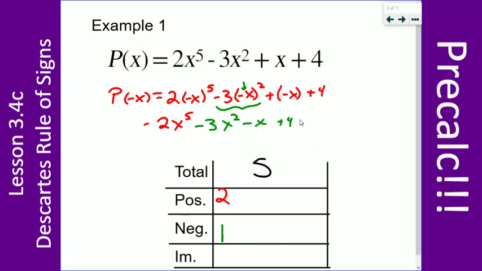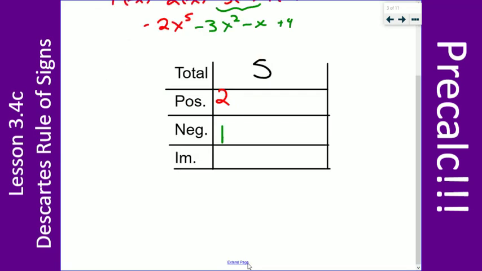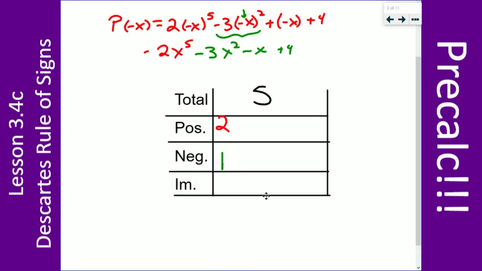Okay. So that was step 6. Step 7, we want to record that number. We wrote it down in our negative column. Good. Then we want to add up the maximum positive and the maximum negative real roots. So 2 plus 1 is 3, and then subtract that from the total number of roots to give us our number of imaginary solutions. So we have 2 positive roots, 1 negative root, and 2 imaginary roots.